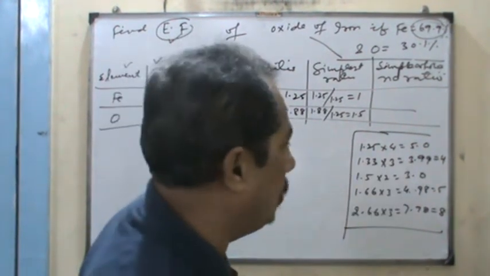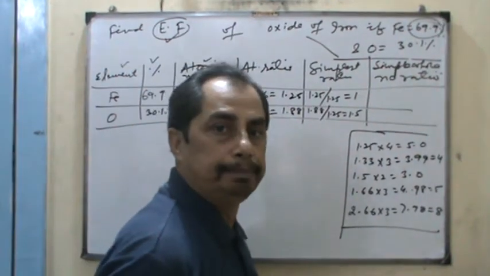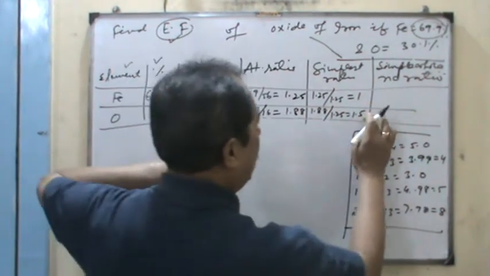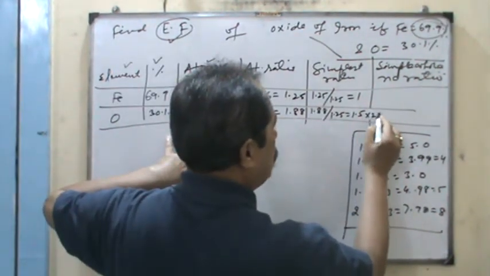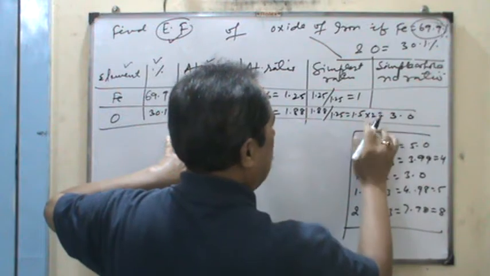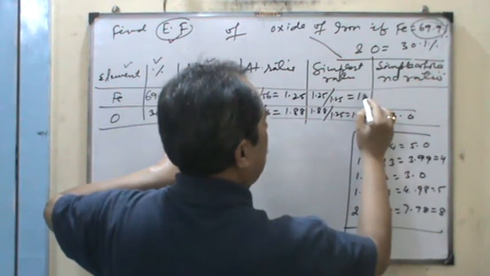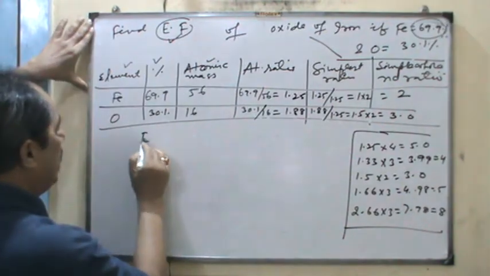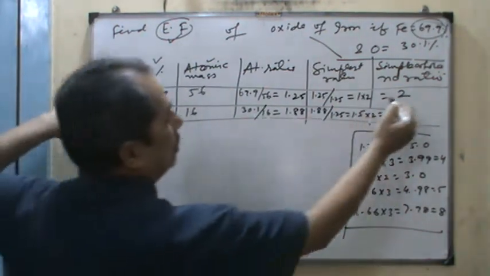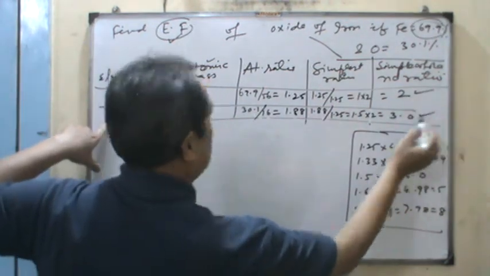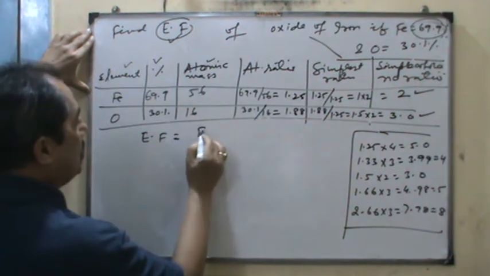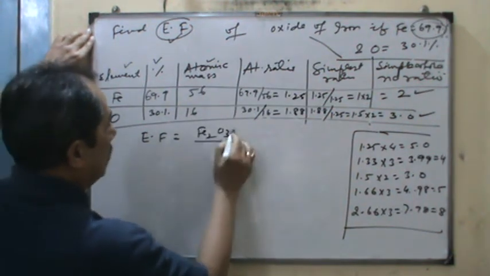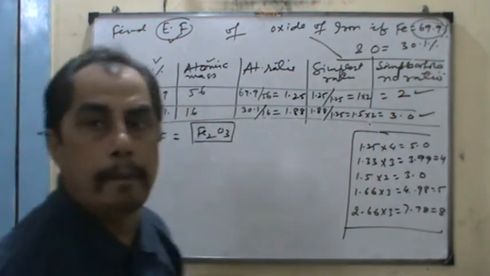And the way you can calculate, you can see the value here is 1.5. So we have to multiply by 2. What is your answer? 3.0. In the same way, we have to multiply here again by 2. So the right answer is, the empirical formula is iron 2 times and oxygen 3 times. Therefore your answer is Fe2O3 is the empirical formula.